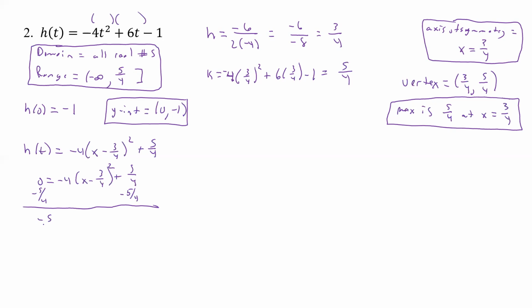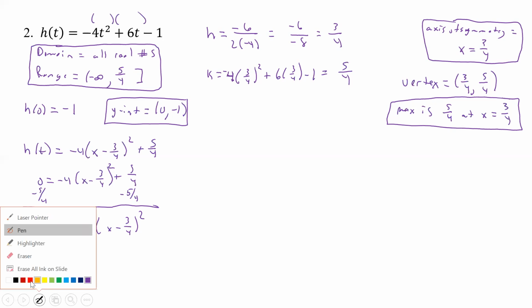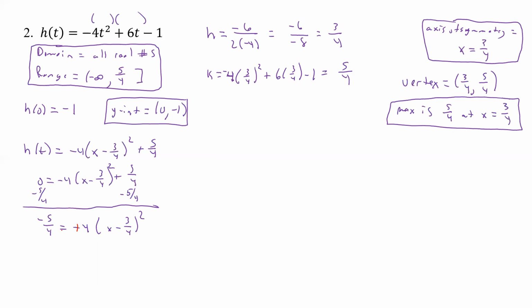And so -5/4 equals -4 times (x minus 3/4) squared. Now I need to get rid of that. Well, if I divide by a negative and have a negative here, guess what happens there? That's going to become positive. So because of this, I'm not going to worry about dividing by the negative.